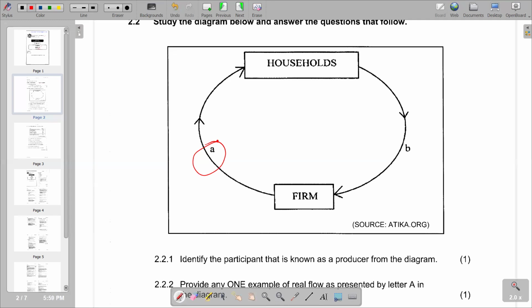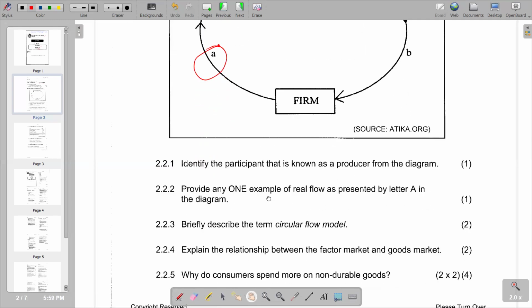So in terms of real flows, we are talking about the goods and services, the movement of goods and services. Obviously, A represents goods and services, as we are seeing a movement from firms to households. So money flows. Now, in this case, we have got money flows as the households buy from the firms. They give the firms money, so the money goes to the firms and becomes the money flow. So this is what we have.